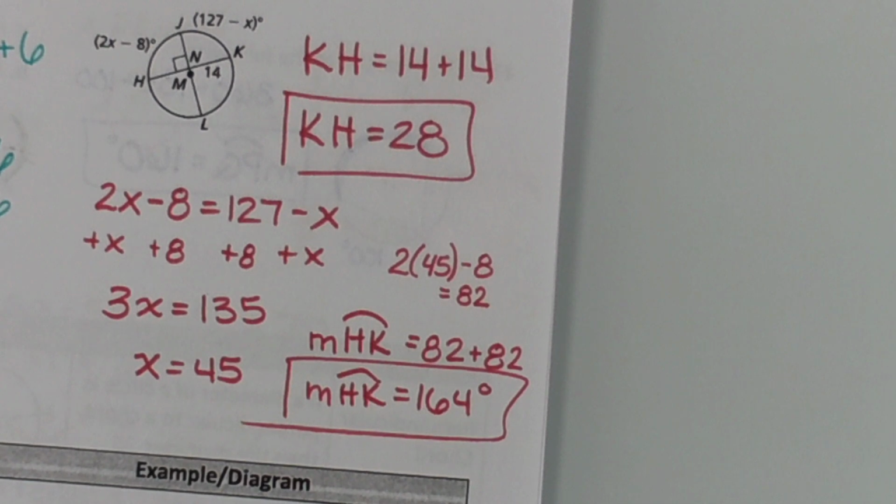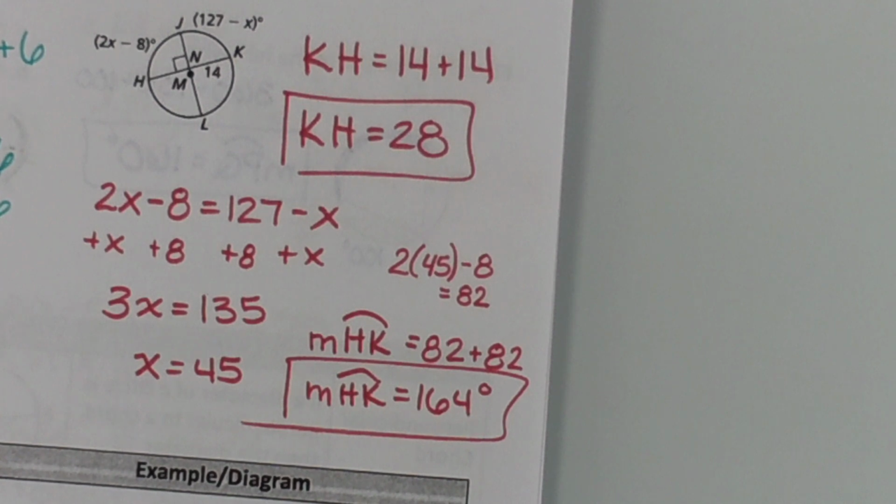Now, these two must also be congruent. I set them equal to one another. 2x minus 8 is equal to 127 minus x. How do I solve? You add x. Add x. Minus 8, plus 8. Add the 8. I can do them at the same time if I want. It's not a proof. 135 divided by 3, and x is 45.